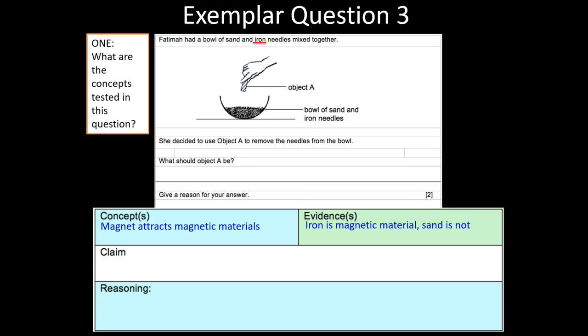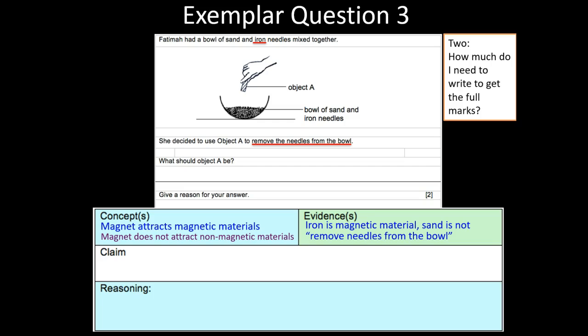iron. At the same time, I also know that sand is not a magnetic material. The evidence here, removing the needles from the bowl, confirms that the second concept being tested is based on what I thought so, which is magnet does not attract non-magnetic materials. Now since Fatima in this story wanted to separate iron needles from the sand using an object, and the separation of the needles from the sand requires a magnet, therefore object A must be a magnet. Now let us go on to part 2.